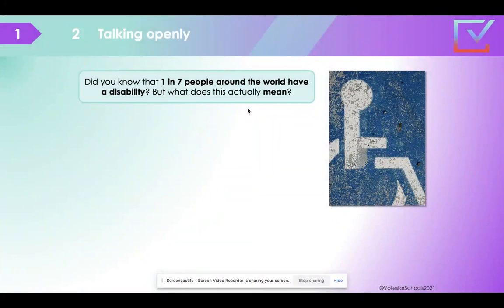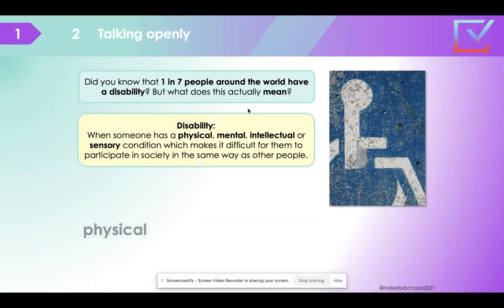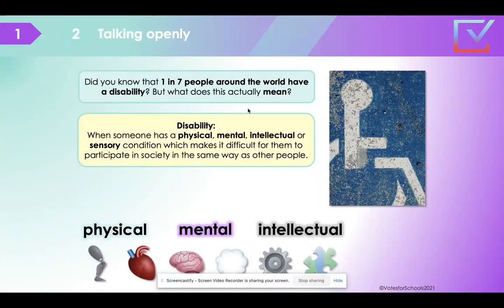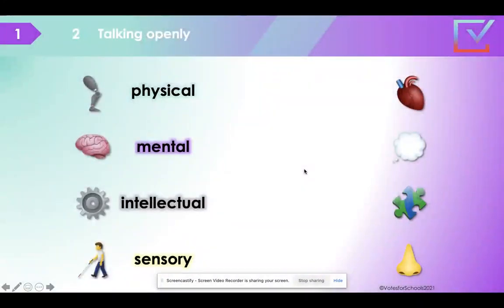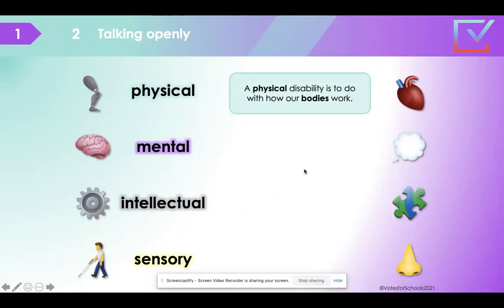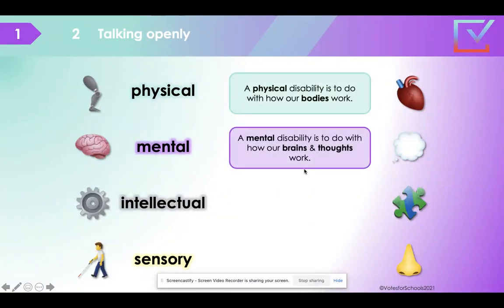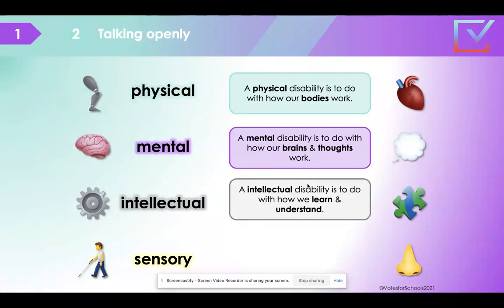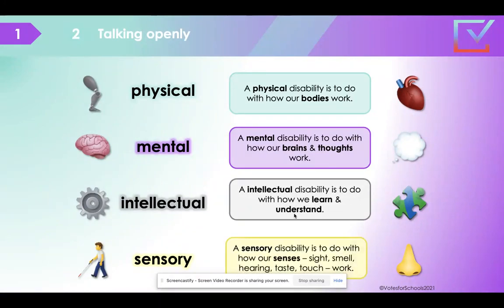Did you know that 1 in 7 people around the world have a disability? But what does this actually mean? A disability is when someone has a physical, mental, intellectual, or sensory condition that makes it difficult for them to participate in society in the same way as other people. A physical disability is to do with how our bodies work, a mental disability is to do with how our brains and thoughts work, an intellectual disability is to do with how we learn and understand, and a sensory disability is to do with how our senses, sight, smell, hearing, taste, touch work.